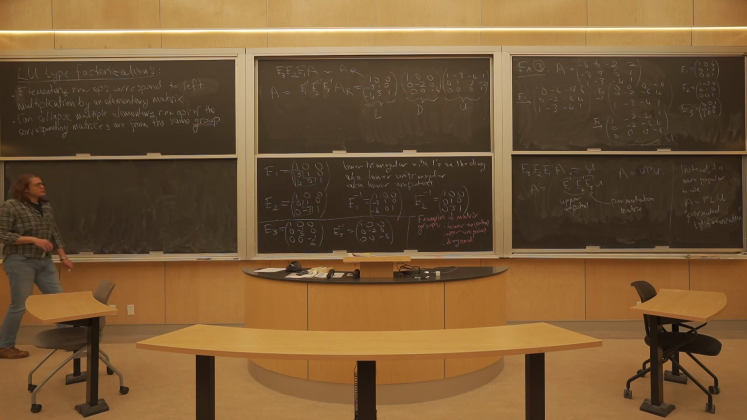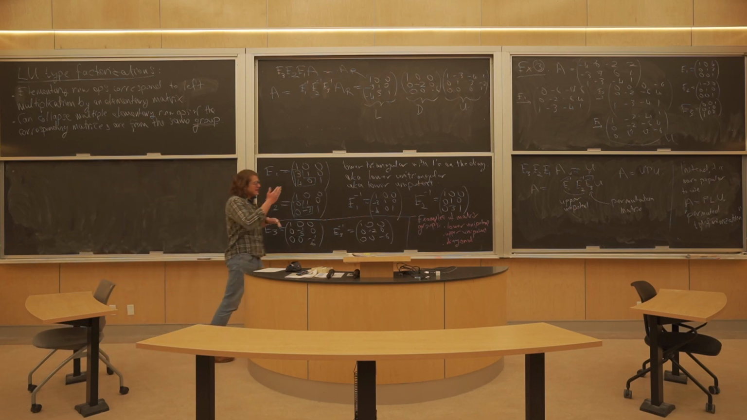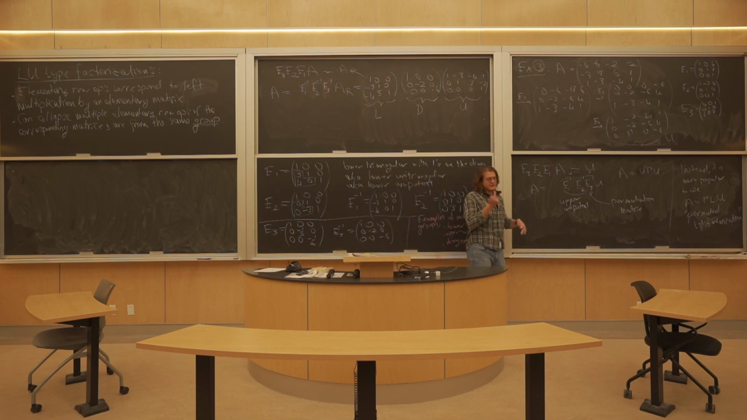Okay, what is a permutation matrix? Its definition is rather straightforward. A permutation matrix is a square matrix such that in each row of it and each column of it, there's exactly one 1, and all other entries are 0.